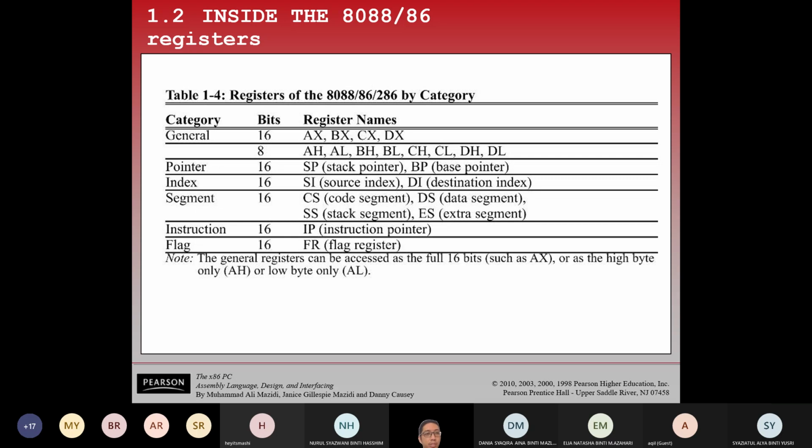As I mentioned before, the general registers can be accessed as the full 16 bits, or as the high byte or the low byte. So it is either of those three.